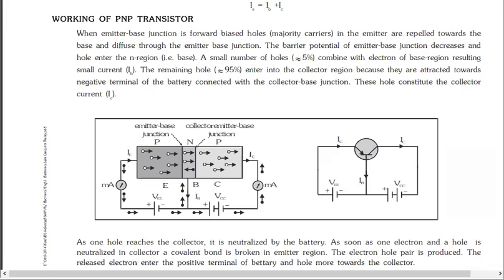So if you see this, this is the construction and working of a PNP transistor, right, everyone? Everything is same. Instead of electrons, we are having holes. So this is IE, by the way. Here also IE is IB plus IC. It doesn't matter if you're talking about PNP or NPN, IE is always IB plus IC.